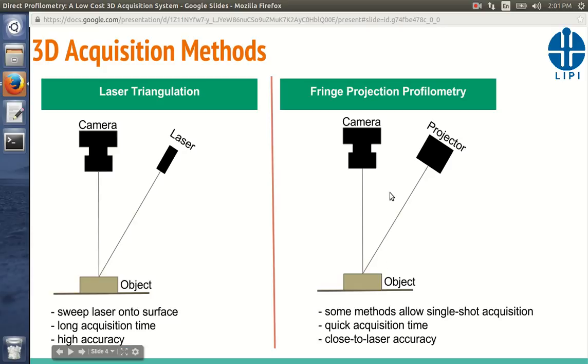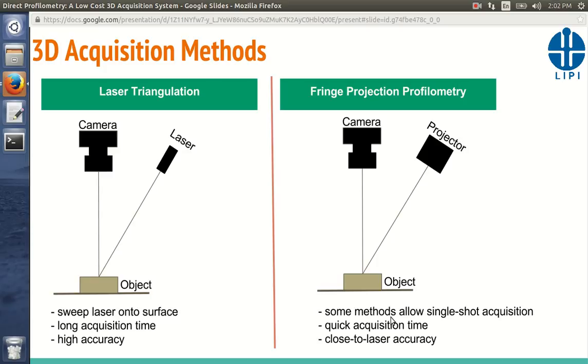However, the drawback of fringe projection profilometry is that it is very sensitive to the environment lighting. So it is better to use fringe projection profilometry inside a closed environment. Because we have single shot acquisition, the acquisition time will be very quick, and we have close to laser accuracy, sometimes comparable to laser.